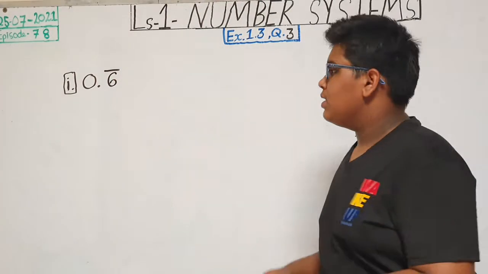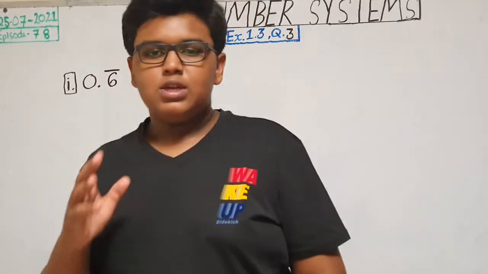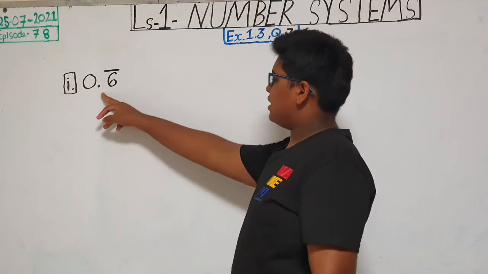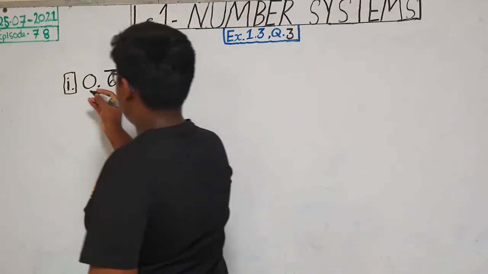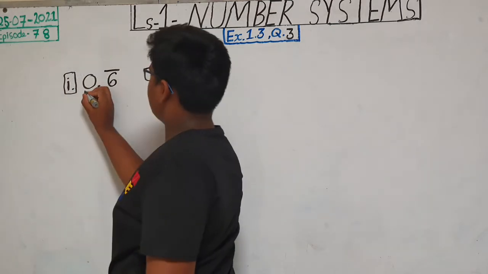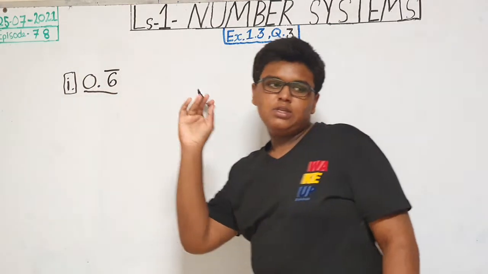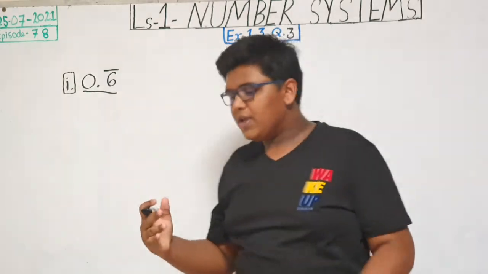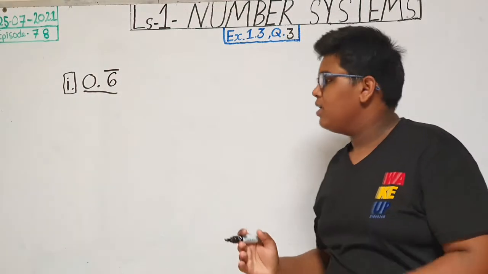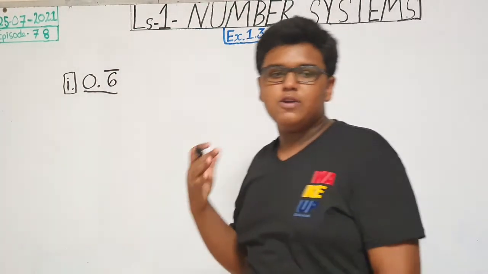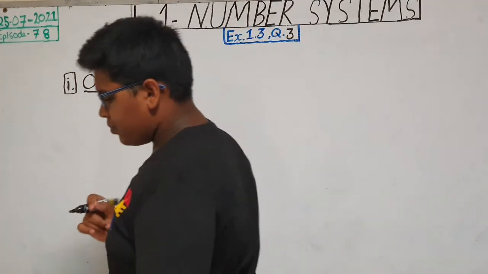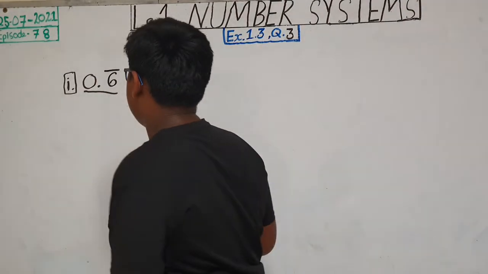So here the question is asking us to express numbers like this. These kinds of numbers are written in decimal expansion, so we have to express them in p by q form, where q is not equal to 0. Now let's take 0.6 bar.